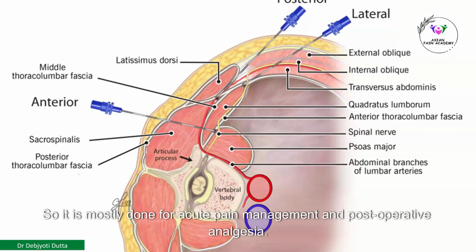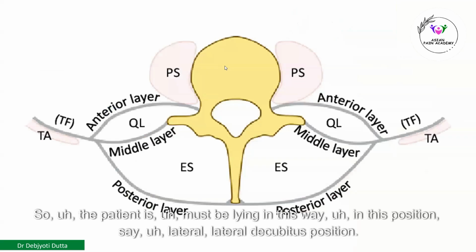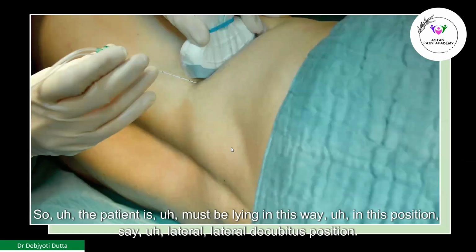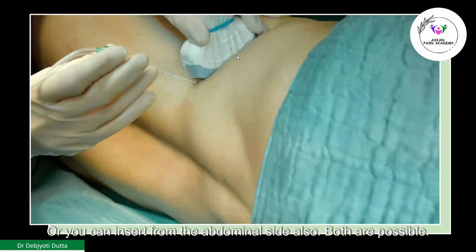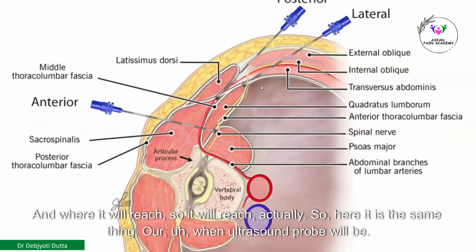The patient must be lying in this position, say lateral decubitus position. We can go from this side towards the back side, we can insert the needle, or you can insert from the abdominal side also. Both are possible. So here it is the same thing.